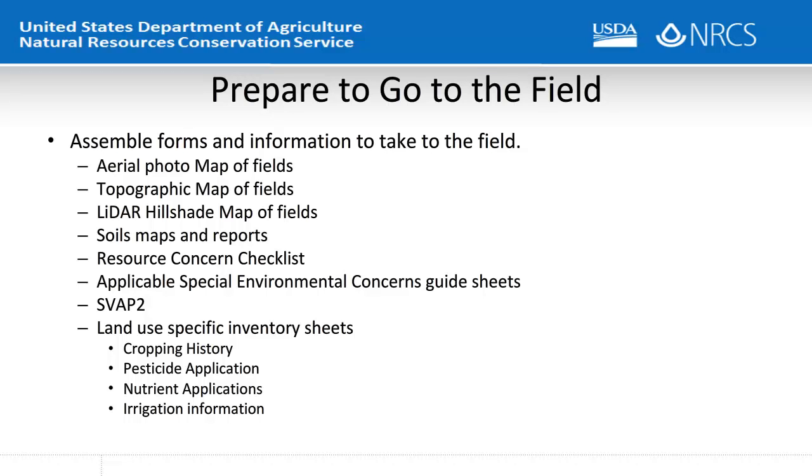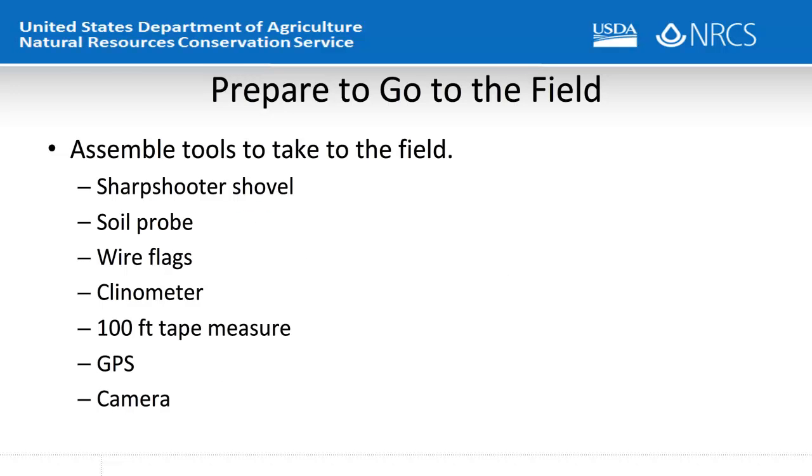You may also need the SVAP2 forms and instructions and some land use specific inventory sheets such as cropping history forms, pesticide application forms, nutrient application forms, and forms to record irrigation information. We should also gather some needed tools such as a sharpshooter shovel, soil probe, wire flags, a clinometer, a 100-foot tape measure, a GPS, and a camera. Some of the tools are not only important for evaluating the resources, but can be used as a visual aid to show the producer resource concerns.